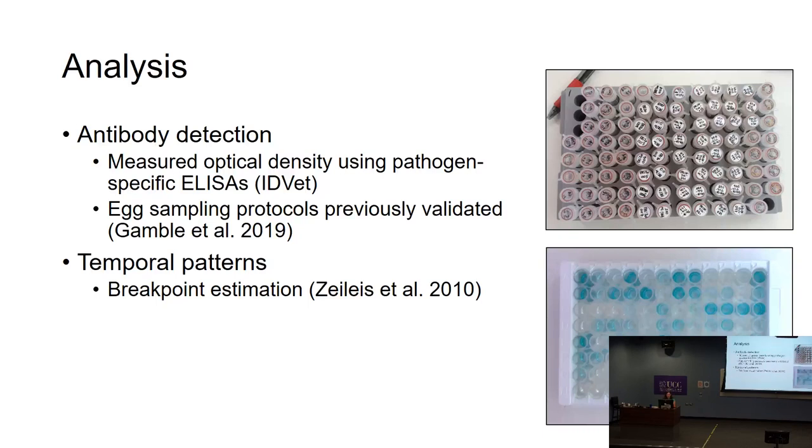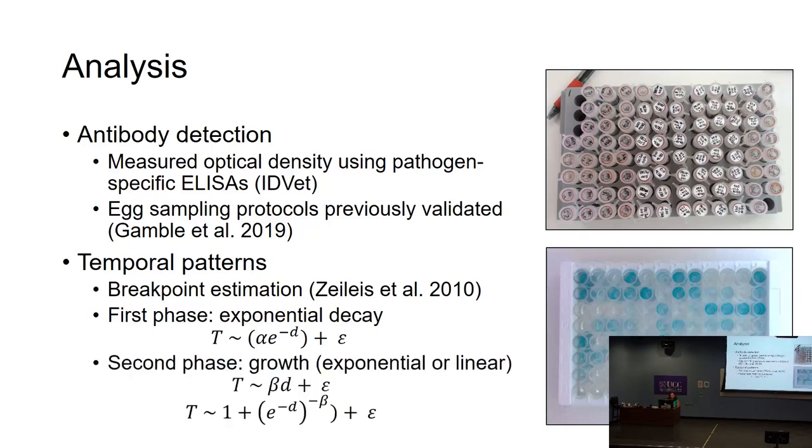And then in terms of looking at the temporal patterns in antibodies in nestlings, we used a breakpoint estimation. Basically what we did was we assumed that there was a first phase that was the exponential decay of maternal antibodies that I showed you, where the total antibody concentration was a function of days since hatch, which is the D term, an error term E, and then a coefficient A, which was the rate of exponential decay, alpha, sorry.